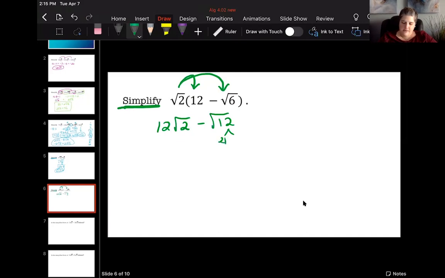Anyway, so we have 4 times 3, because that's the biggest perfect square. The only other ways to get to 12 would be 1 times 12 or 6 times 2, and none of those are perfect squares. So when you take the square root of 4, it goes out front as a 2, and then the 3 stays under. And then you bring it down and you get 12 square root of 2 minus 2 square root of 3. And because this does not match the 3 over here, you are done. There's nothing more you can do.